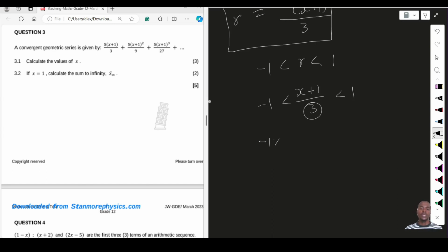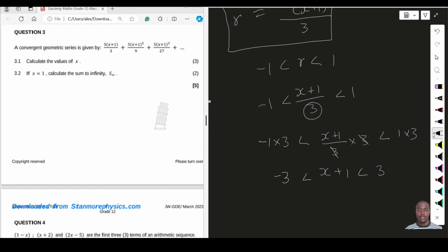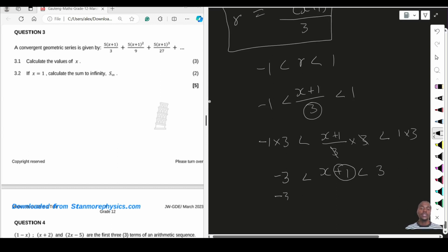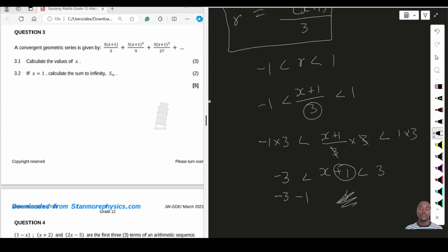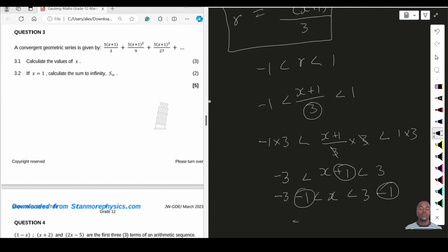So we are going to say -1 times 3, (x plus 1) all over 3, times 3, less than 1 times 3. Then -1 times 3 is -3, less than 3 divided by 3, this is x plus 1, less than 1 times 3, it's 3. Then when you transpose this plus 1, you must do it for both. So we're going to say -3 minus 1 less than x plus 1 minus 1. So the minus I've put for both the sides. So we're going to say -3 minus 1, it's -4.